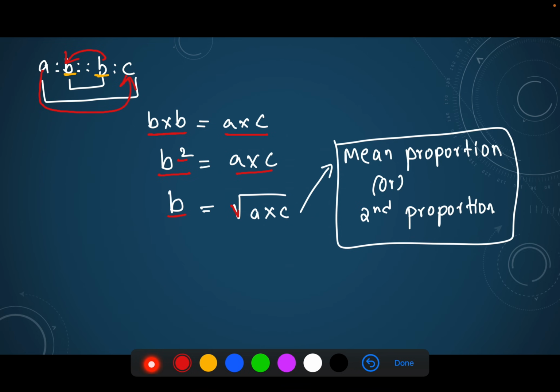So B square will go to here and it will become root, and you will be having A into C. Therefore, B is equals to root of AC. This is called mean proportion or second proportion.